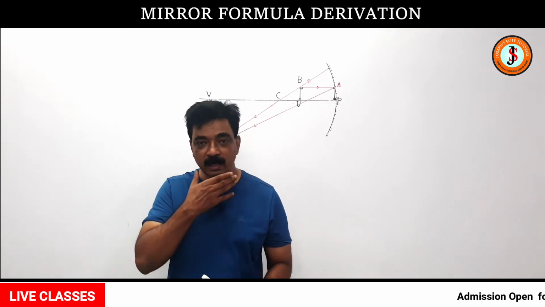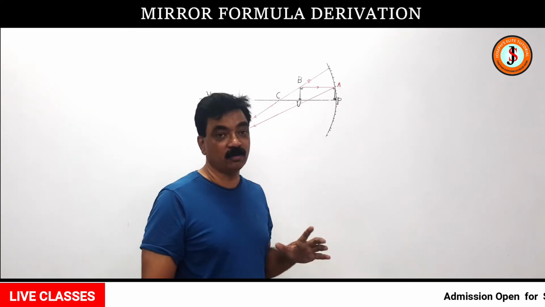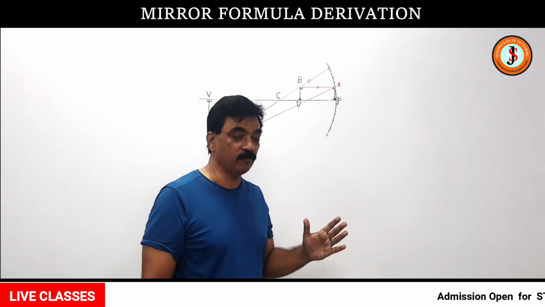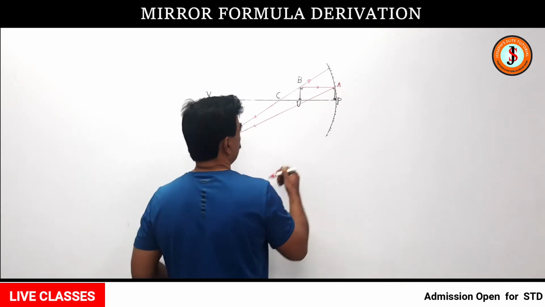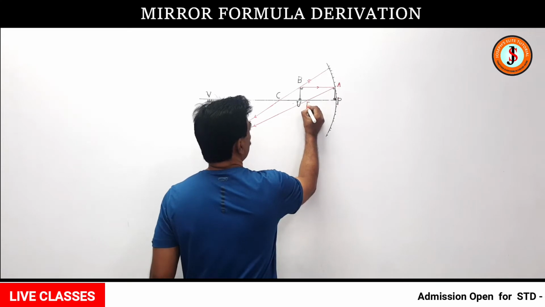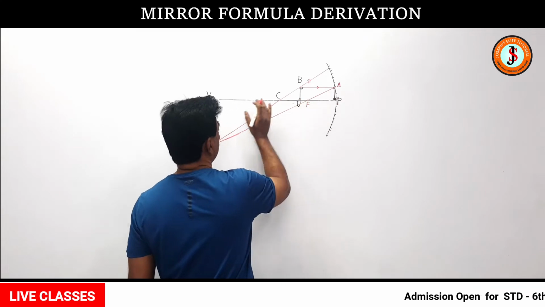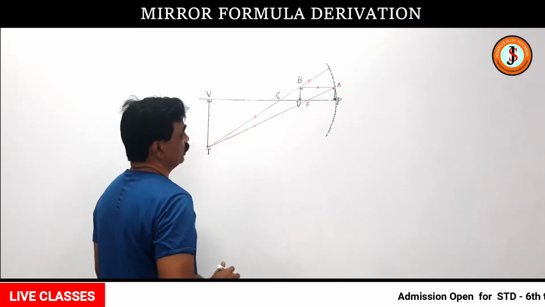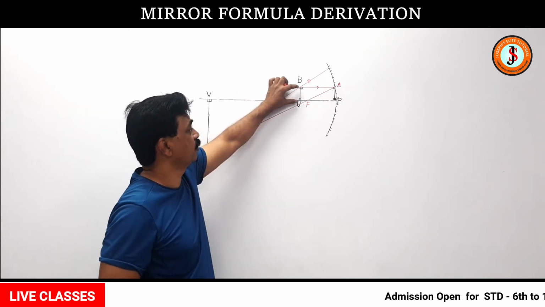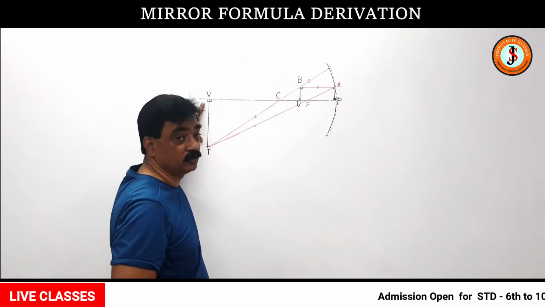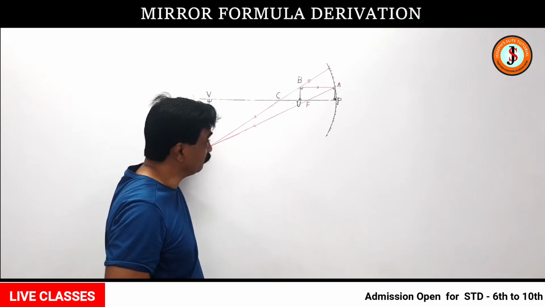So how do we derive the mirror formula? Let us have a look. First we have taken one case of image formed by a concave mirror. The object is kept between the focus and the center of curvature, and the image has been found beyond the center of curvature. The object is of this size, and the image is this size. So obviously the image is magnified, real and inverted.